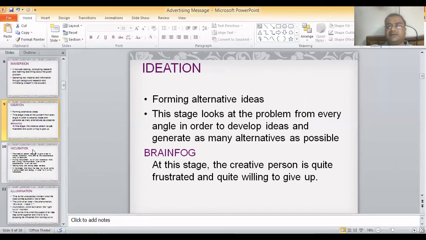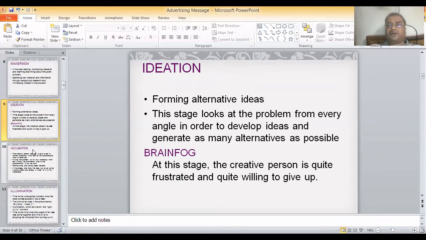Now, ideation is nothing but trying to bring out ideas, forming alternative ideas. So this stage looks at the problem from every angle in order to develop ideas and generate as many alternatives as possible.